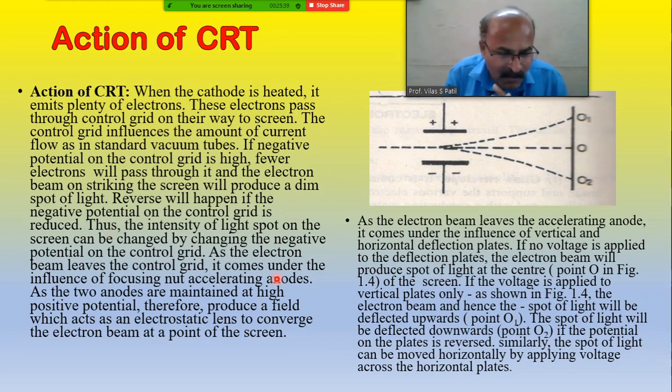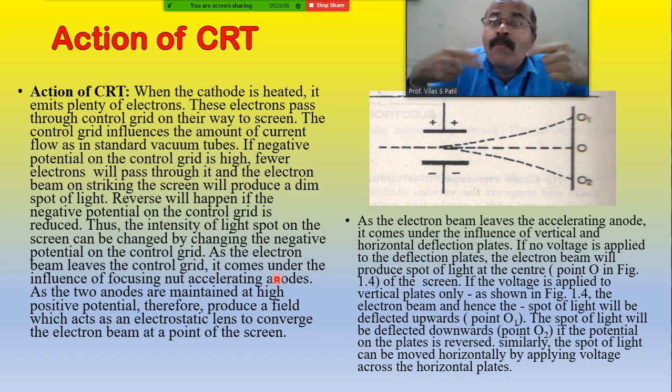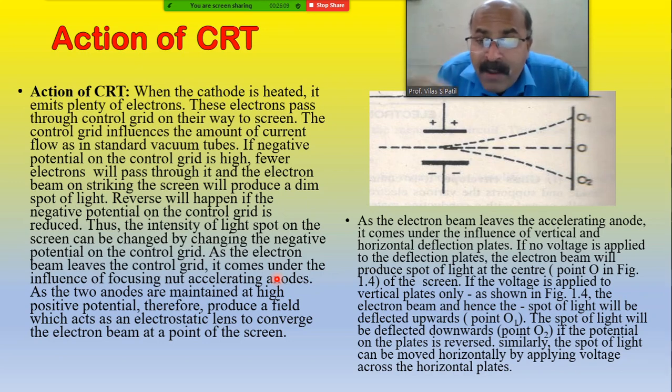Okay, then, as the electron beam leaves the control grid, it comes under the influence of the focusing anode. There are three different anodes. One is the pre-accelerating anode, the other is the focusing anode, and the third one is the accelerating anode, and the beam comes under the influence of these three anodes. Due to that, the beam is highly accelerated, highly attracted, and hence it gets a velocity, and the beam becomes a high energetic beam.